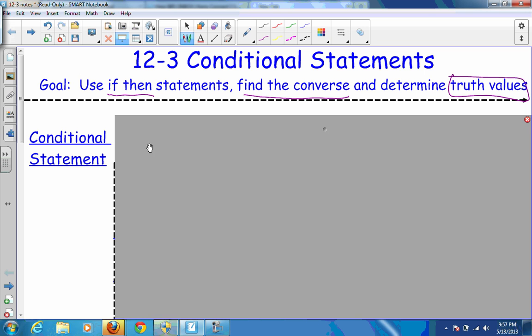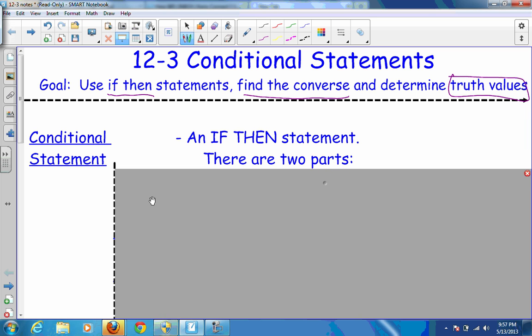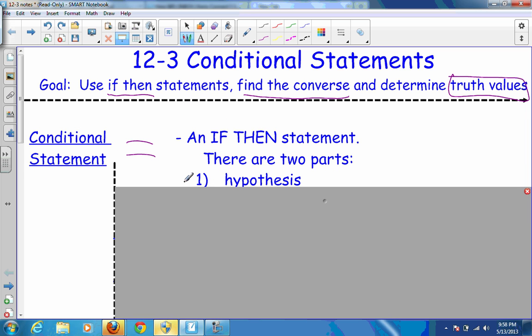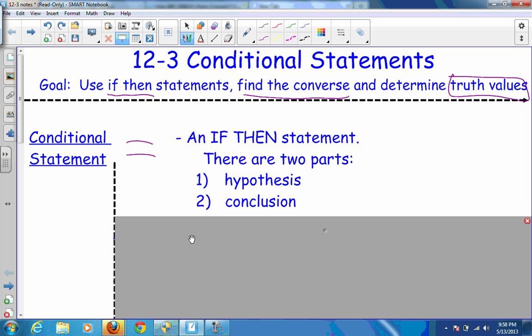Let's first talk about what conditional statements are. What's a conditional statement? It is an if-then statement. Conditional statements and if-then statements are the same thing. So when you see this, you need to think if-then. There are two parts of if-then statements. First part is the hypothesis. The hypothesis is then followed by the conclusion.